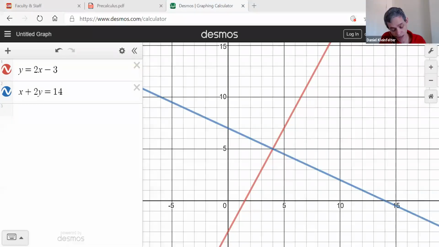So let's try that. Our second equation is x plus 2y equals 14. This is an equation in both x and y. So what we want to do is substitute. We have in our first equation an expression for y, which is 2x minus 3. So we're going to replace where we see a y, we're going to replace that by 2x minus 3. This will give us an equation in x that we can solve pretty easily. So let's do that now.